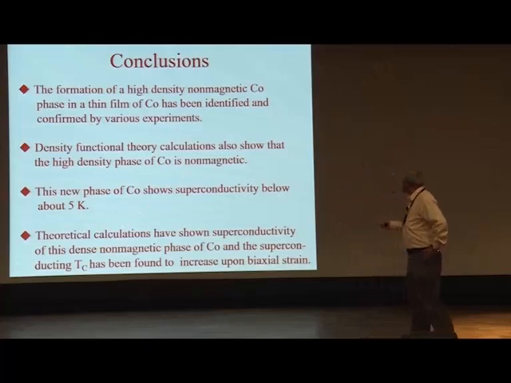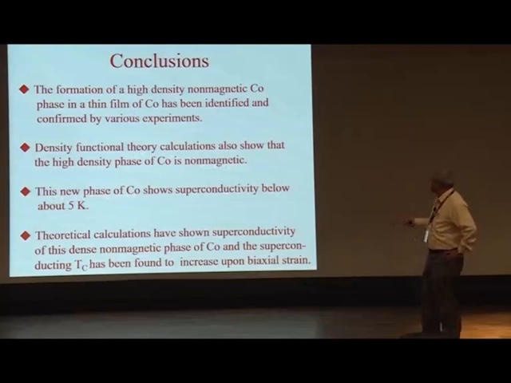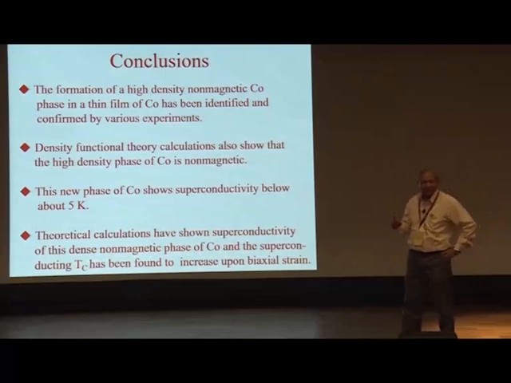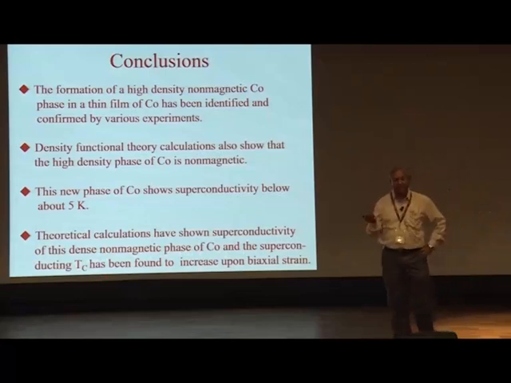Then the density functional theory calculations also show that the high-density phase of cobalt is non-magnetic. And this phase of cobalt shows superconductivity below about 5 Kelvin. The theoretical calculations have shown the superconductivity of this dense non-magnetic phase of cobalt, and the superconducting TC has been found to increase upon biaxial, volume-conserving strain, so its density remains the same.